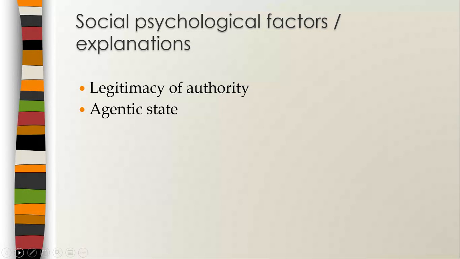Williams wearing a white coat provided a legitimacy to his authority. And an agentic state is where you believe you are acting on behalf of somebody else and you are not personally responsible for your actions. A good example from Milgram's original study was the verbal prods that Mr. Williams used to reassure the participants that he was in charge, that he would take responsibility, and they were just acting on behalf of him. So legitimacy of authority and agentic state are referred to as social psychological explanations.